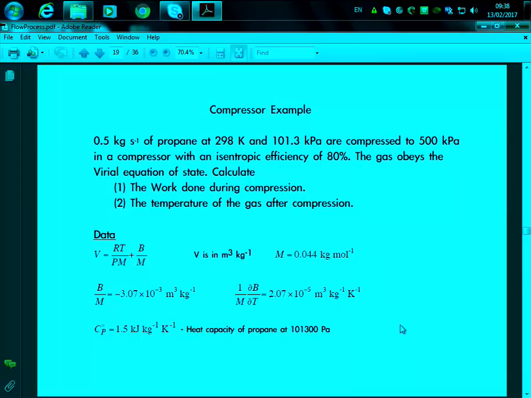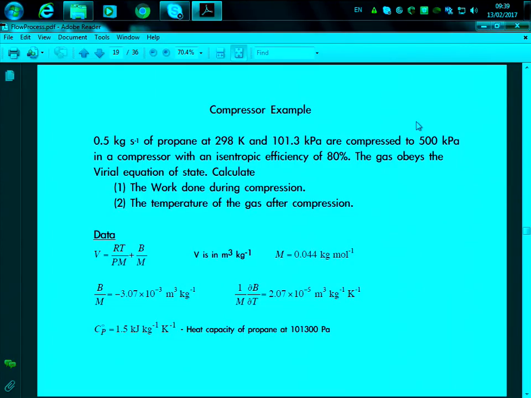So in most cases, we can assume an ideal gas, okay? Unless it is mentioned that we need to use the virial equation of state, which is normally used when we want to obtain very high pressures at the outlet of the system.